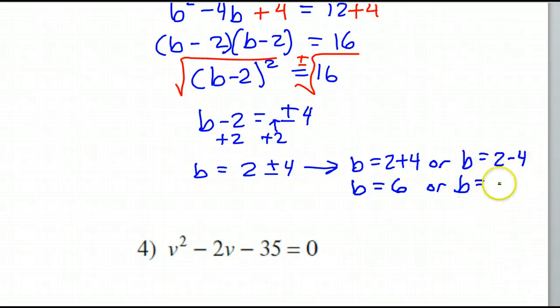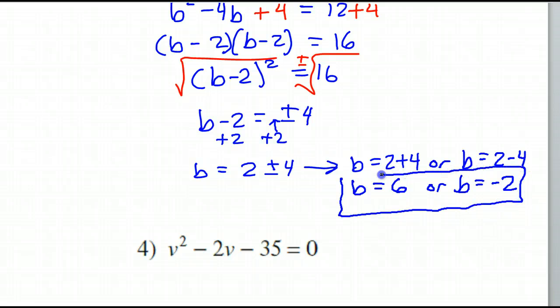2 minus 4, excuse me, is negative 2. So these would be the answers. Now some kids, a mistake that I see is students will try to add these numbers now. And they'll say, okay, plus or minus 4, and then they'll add 2, and they'll say plus or minus 6. Alright, but plus or minus 6 would be wrong.